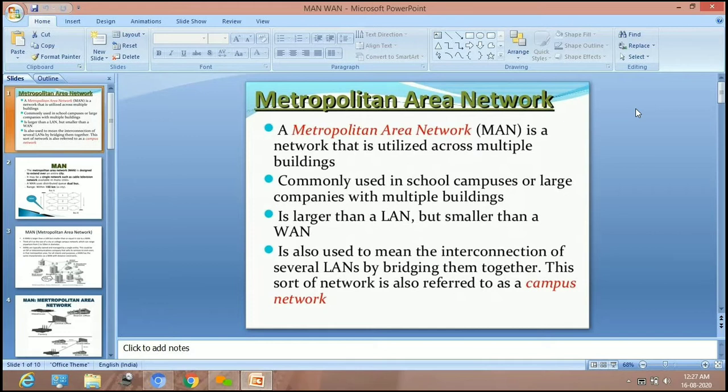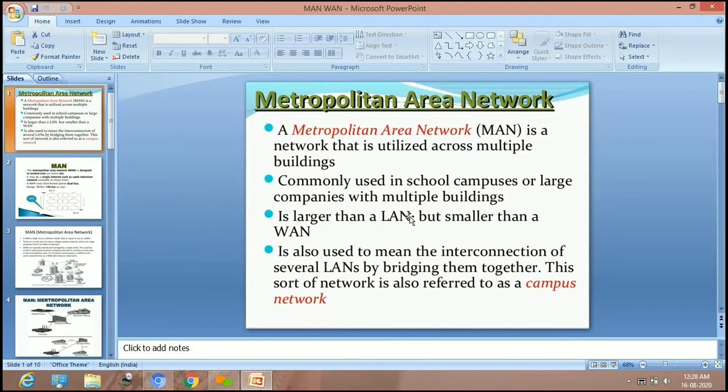So now let's start with the topic of today, that is MAN and WAN. In the last lecture, I was discussing the local area network. We have already discussed how the local area network works, and what the different topologies are that are used in the local area network. Now let's move on to the metropolitan area network.